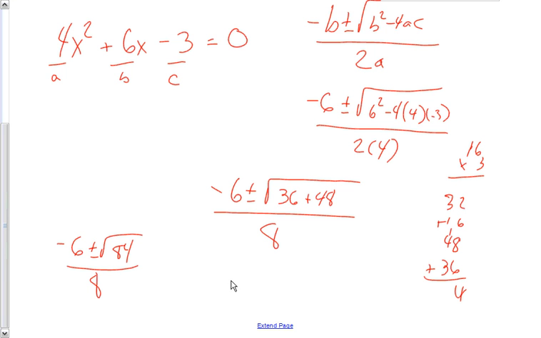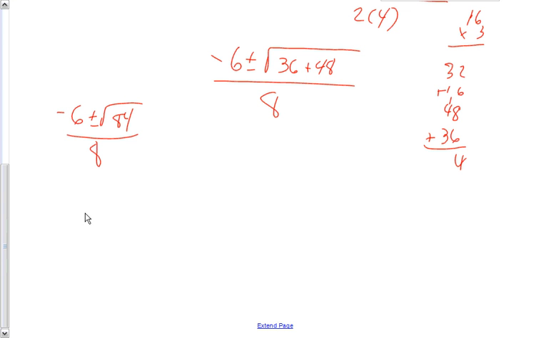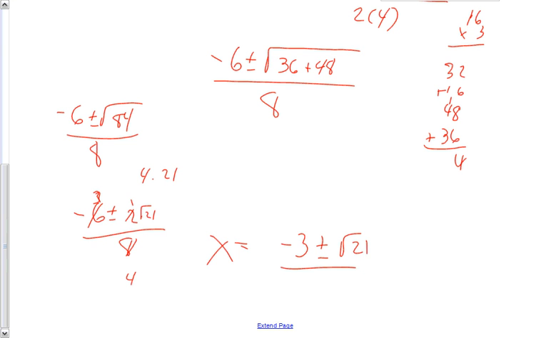Now I'm thinking, what perfect squares are in 84? 4 happens to be one. So let's see if we can do that. That's negative 6 plus minus the square root of 4 times 21. 4 times 21 gives 2 square roots of 21, all over 8. 21 breaks down to 3 and 7. Those are prime. Does anything go into 6, 2, and 8? Yeah, you can divide them all by 2. So that's 3, that's 1, that's 4. So now x equals negative 3 plus minus the square root of 21 all over 4. And those are the roots to our equation.